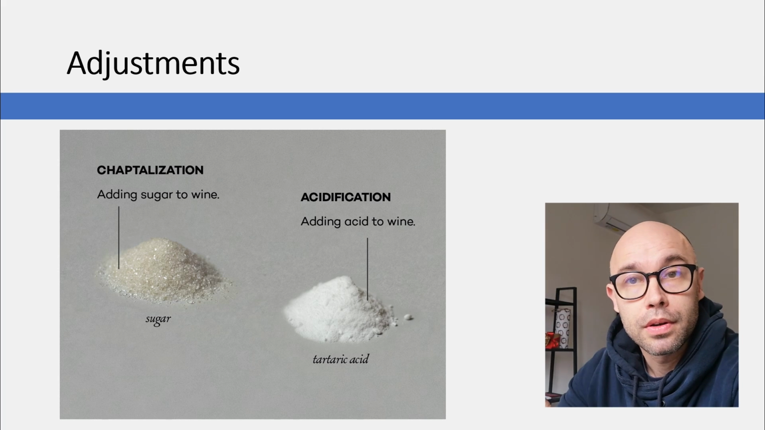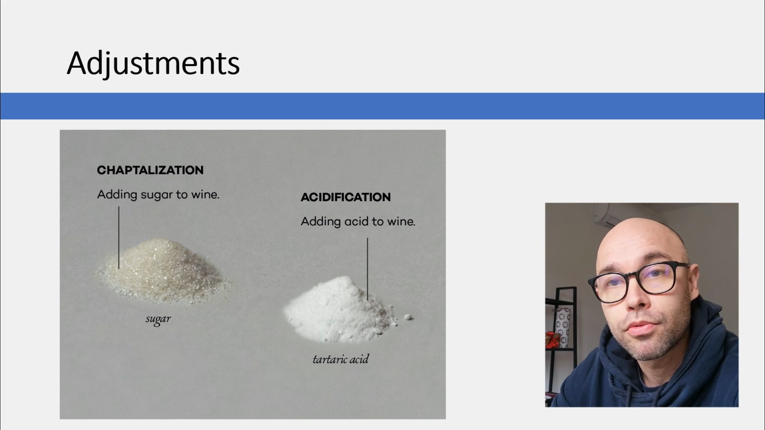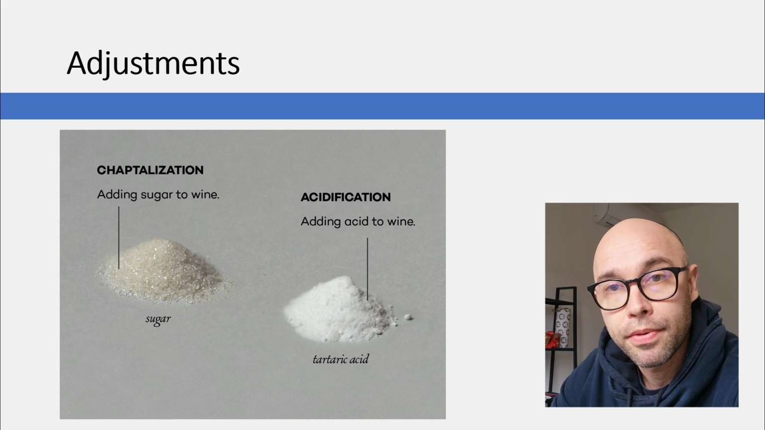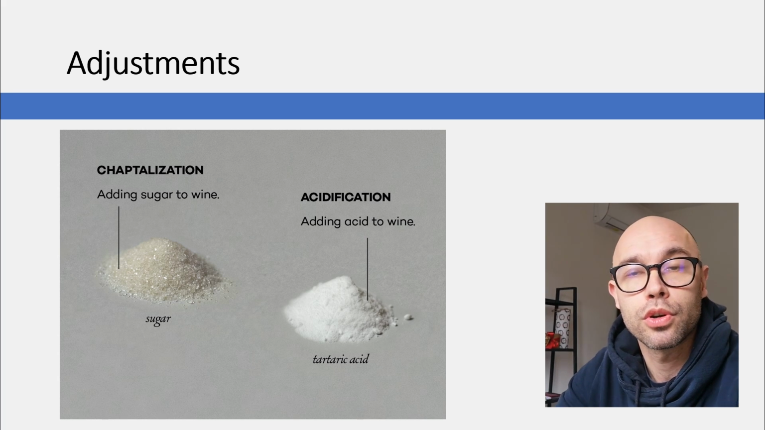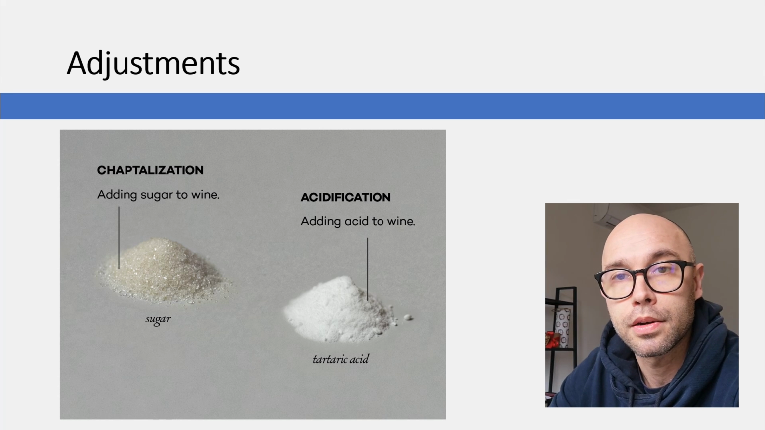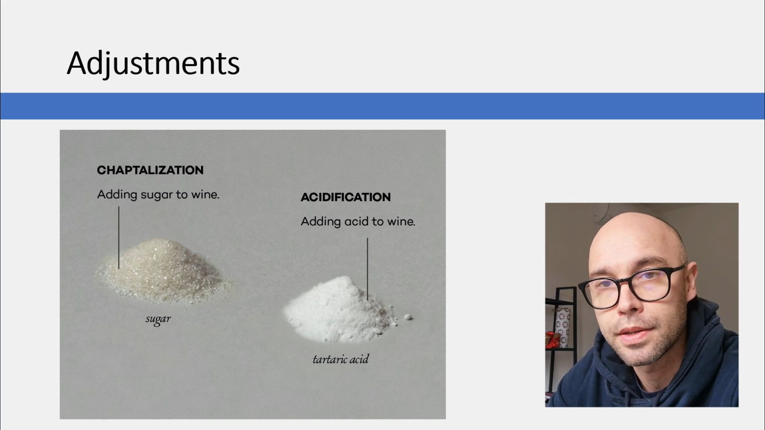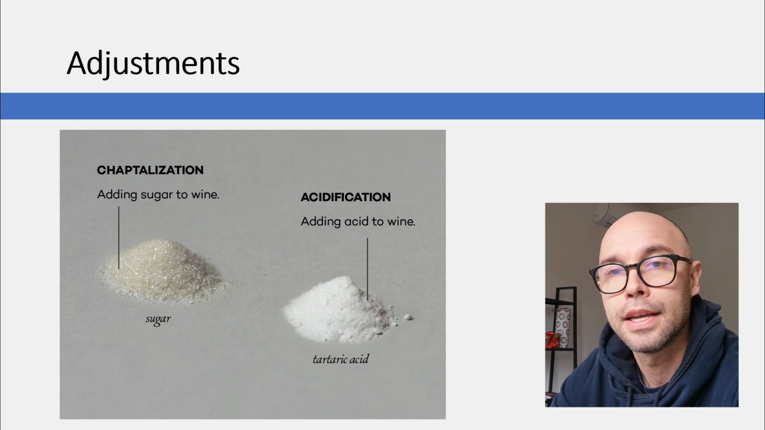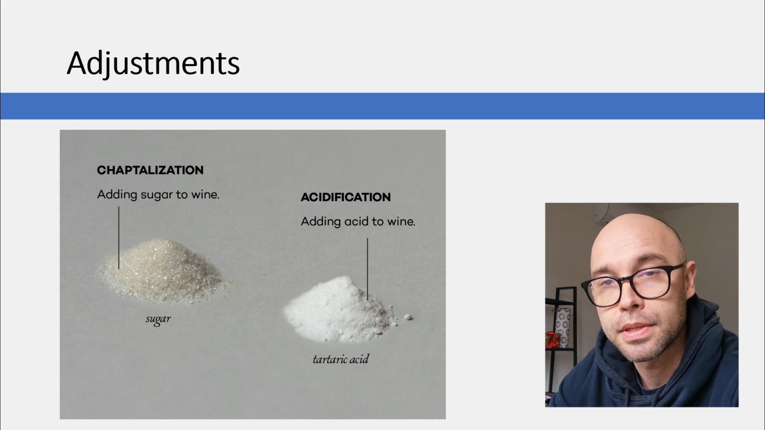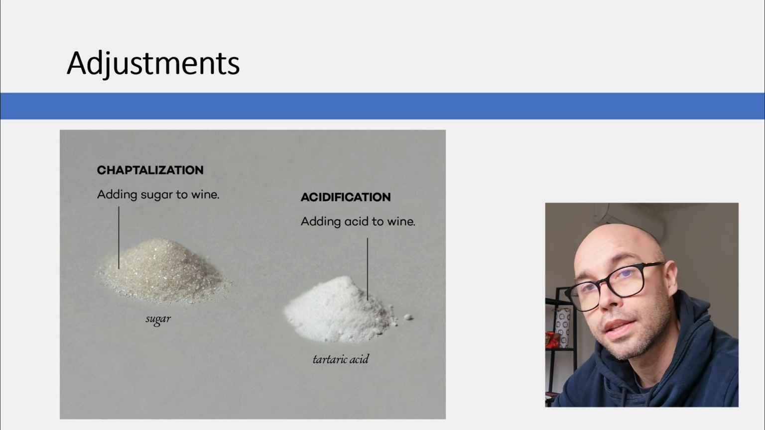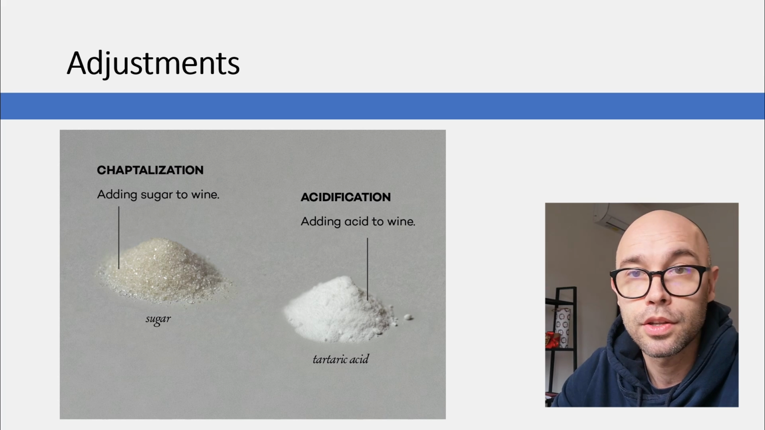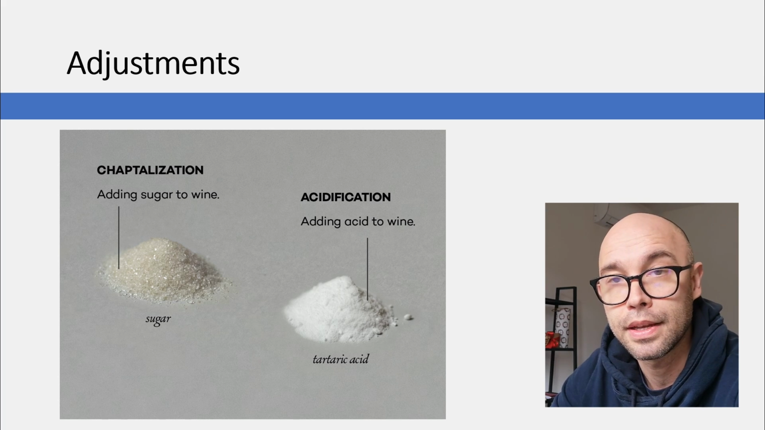Adjustments. Sometimes the grapes will not be perfectly balanced, or they will not have the level of sugar or acid that the winemaker wants for his wines. In that case, he can do some adjustments. Adjustments are usually done in cases where you have too much sugar or not enough sugar, or too much acid or not enough acid in the wine.